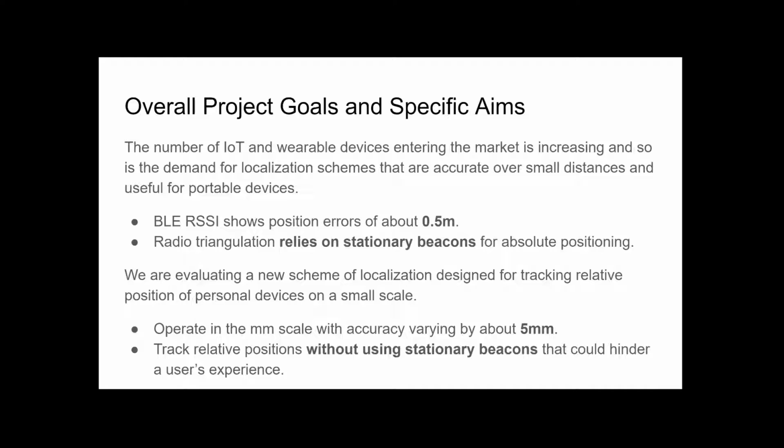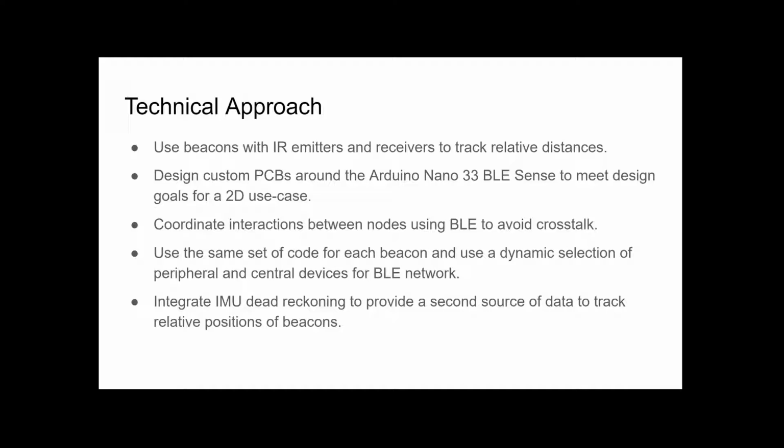Ultra wide bandwidth has an extremely high cost, and that's something we also want to avoid. Additionally, traditional localization schemes rely on stationary beacons, which is really bad for free moving and mobile devices. So we want to explore using IR to develop a new localization scheme that operates in the millimeter scale with about 5 millimeters of accuracy, that can track moving bodies without the use of stationary beacons and is very low cost. Instead of using BLE, RSSI, or ultra-wideband for localization, we decided to use beacons with IR emitters and receivers to track relative distances based on light intensity.